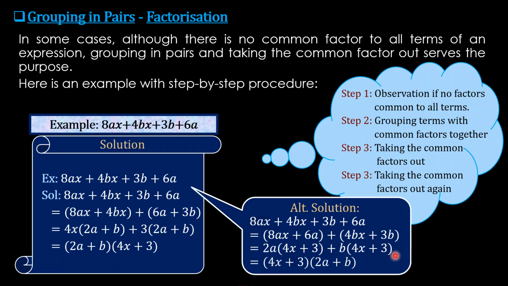Alternate solution to this problem, we can group in a different way. Here we were grouping 8ax and 4bx together and 3b and 6a together, but here we are grouping in a different way, 8ax and 6a together, whereas 4bx plus 3b separately. But after taking the common factors we get the same result, although in a different sequence, but it is the same result. So it doesn't matter how we are grouping them.